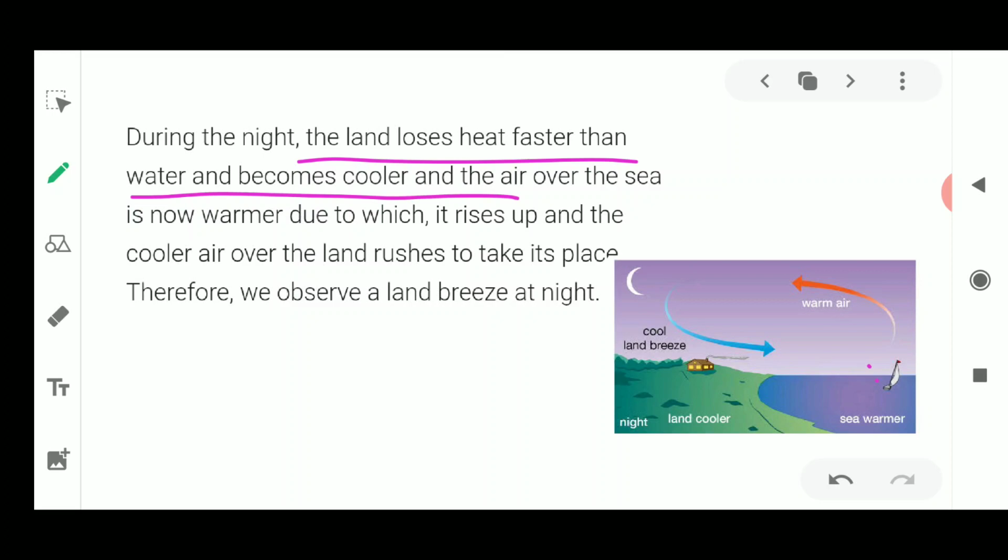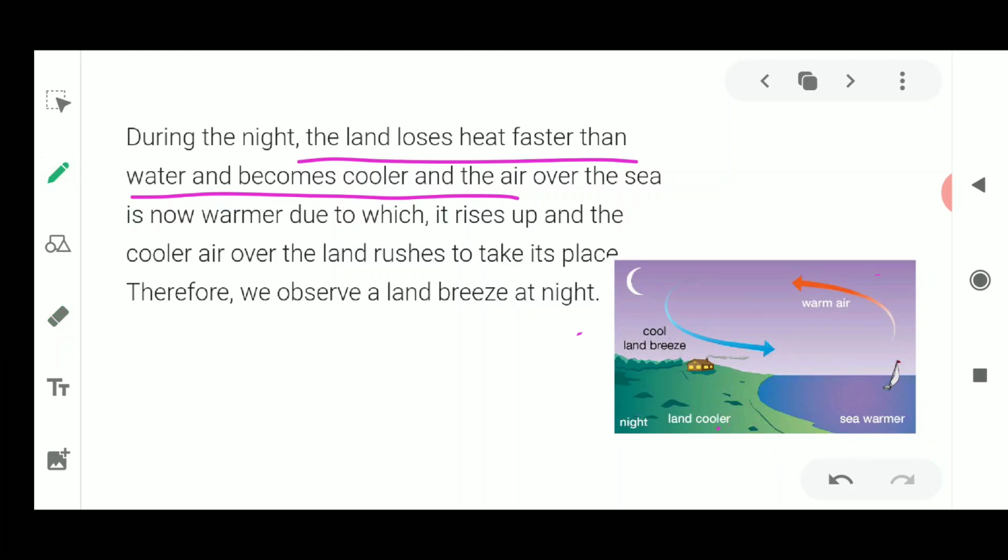Now what will happen? This hot air is going to rise up during night time, and where is the space formed? Empty space is formed in the sea, just above the air which is present above the sea. So cold air is going to rush through from the land towards the sea. Now the air is blowing from where to where? It is moving from land towards sea. Okay, so this is known as land breeze, because air is moving from land towards sea.